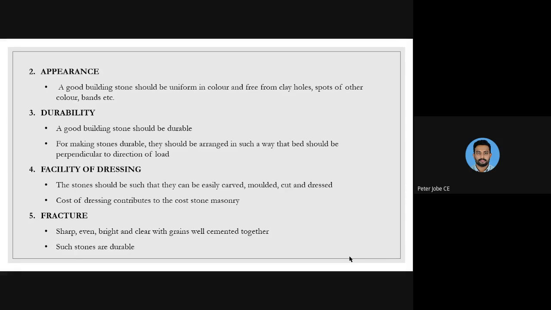But if you tilt the stone or place it in any other direction, the crushing strength can reduce drastically. That's the reason why these stones are always placed in a vertical manner, such that the surface is purely perpendicular to the direction of load. The direction of load is always vertical, in the direction of gravity. You all know that. So we place.